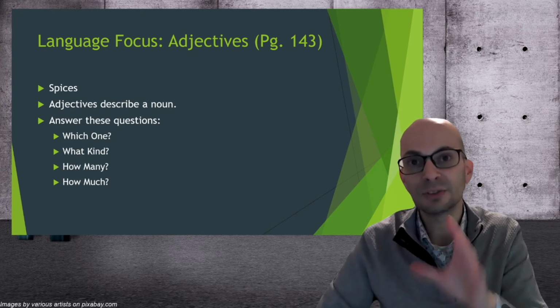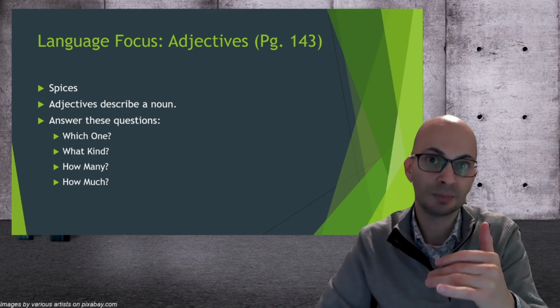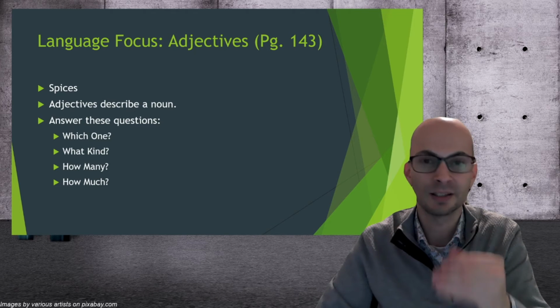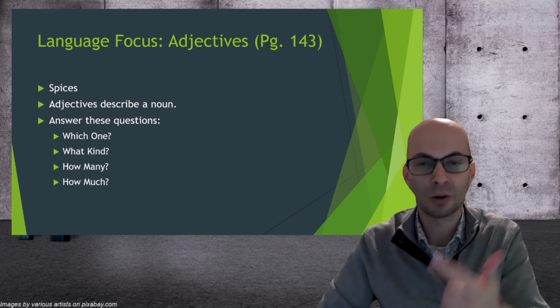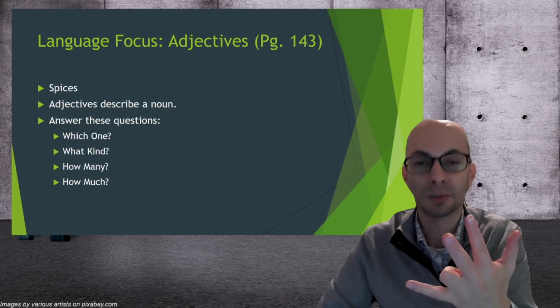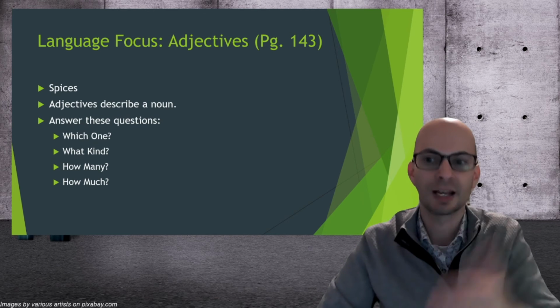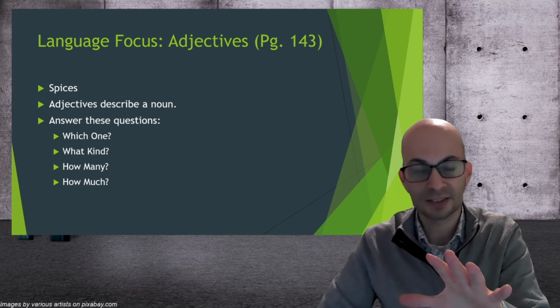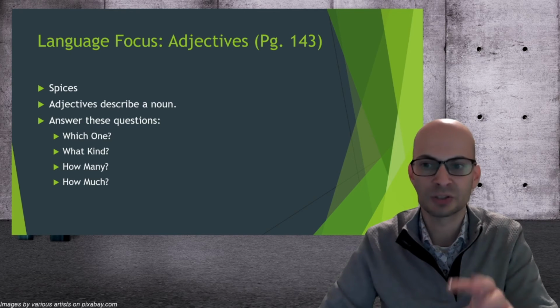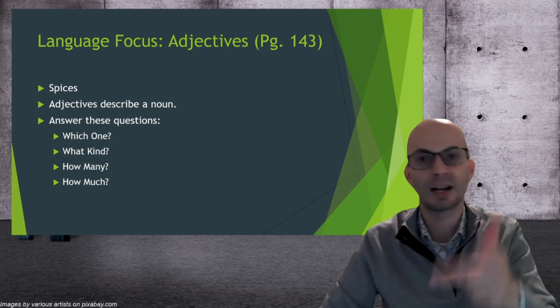So an adjective is a word that describes a noun, okay? Beautiful, tall, long, purple, right? These are describing nouns. And they usually answer one of these 4 questions. Which one, what kind, how many, and how much.